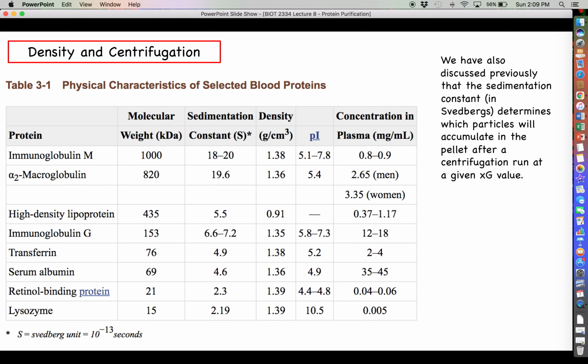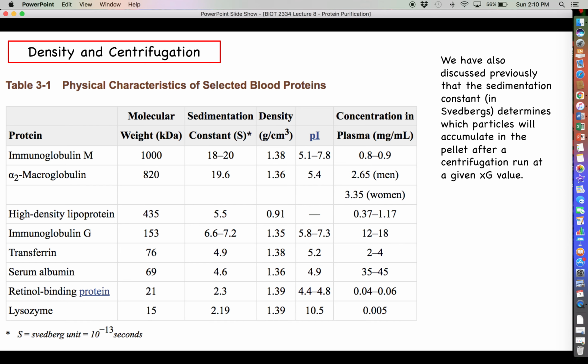When it comes to centrifugation, we have considered the mass of the sedimenting particle and its density, but ultimately what determines how quickly a particle, including a protein, is going to sediment by applying centrifugal force to it, that is its sedimentation constant, which is given in Svedbergs.